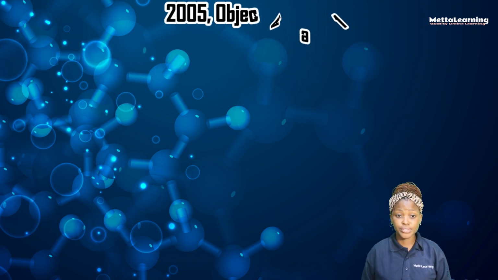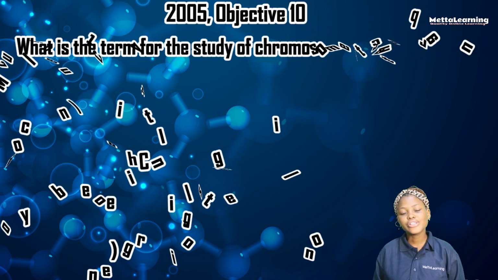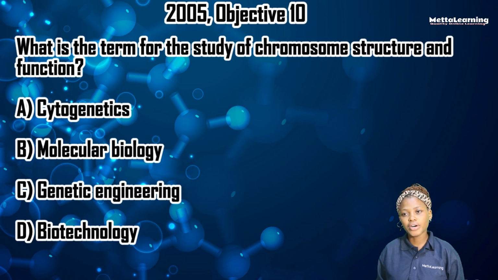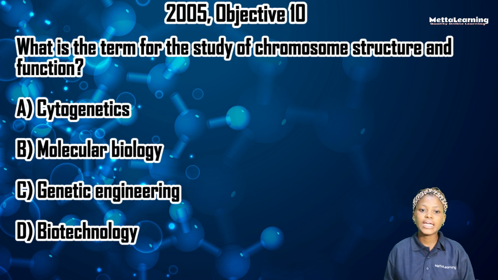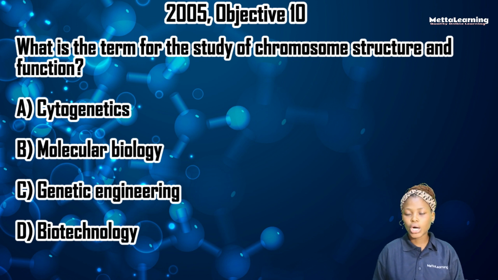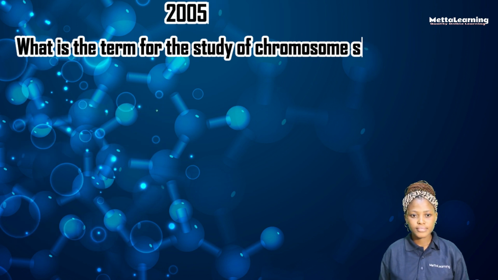Let's take more questions. 2005 objective question 10. What is the term for the study of chromosome structure and function? Option A, cytogenetics. Option B, molecular biology. Option C, genetic engineering. Option D, biotechnology. Cytogenetics, option A, is the correct answer.